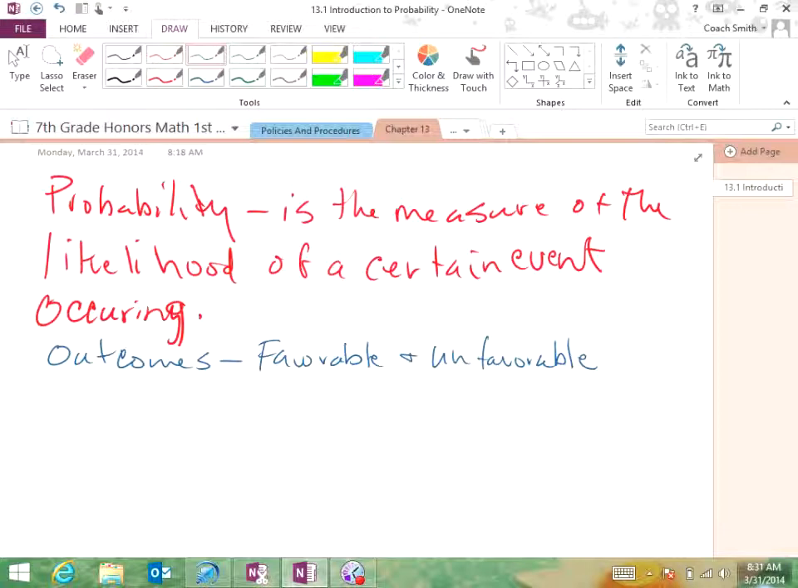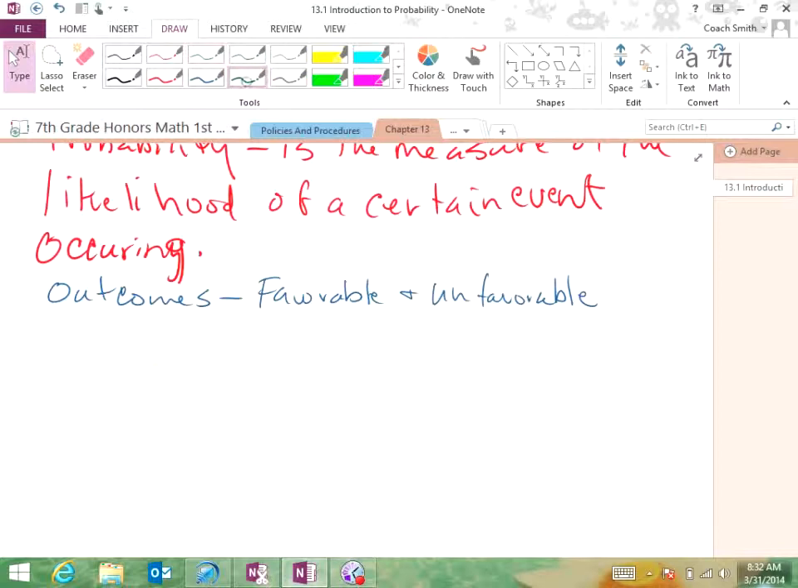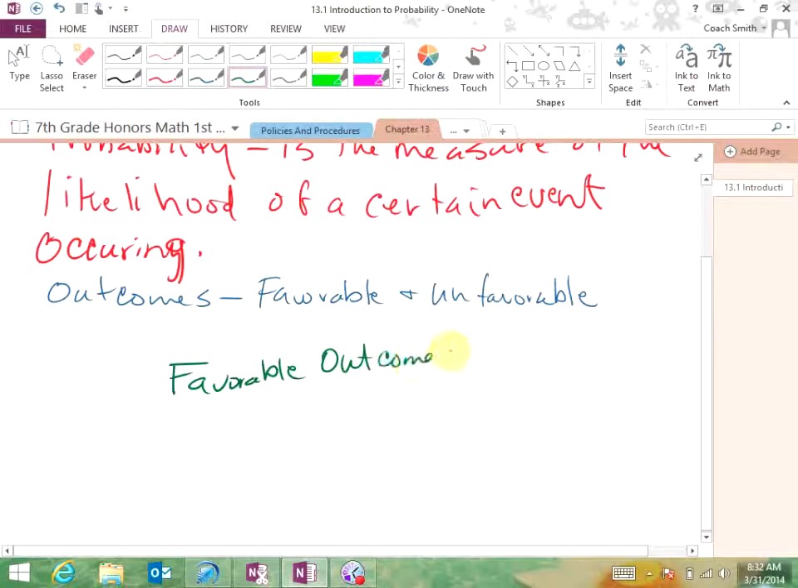So what I was trying to get you to see there is that a favorable outcome is not always a good thing. A probability that it's going to have severe storms is not a favorable outcome to most of us, but it is an outcome that they're trying to figure their probability on. Now, the actual formula for probability is favorable outcomes over total outcomes.